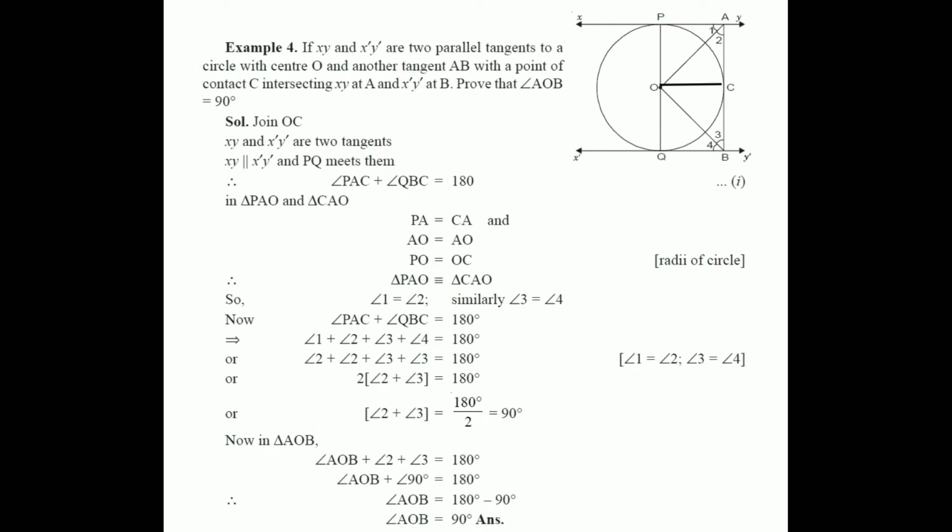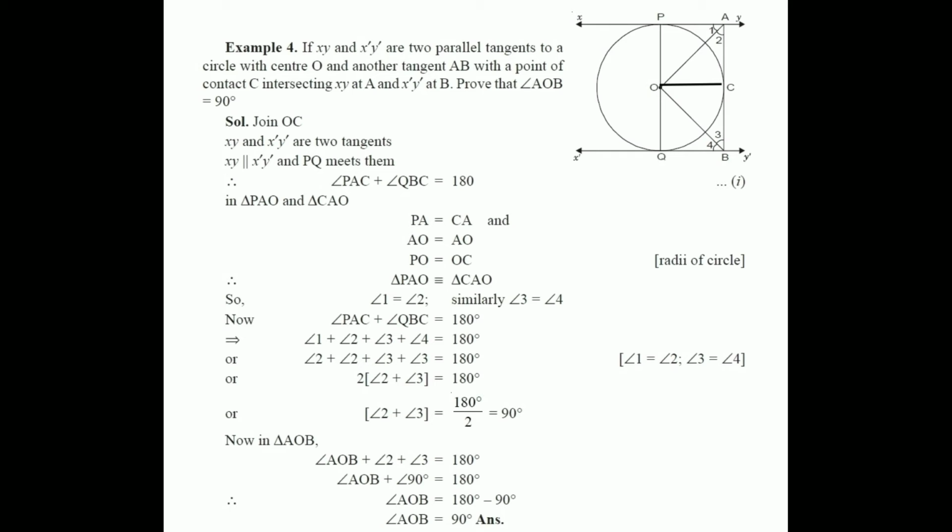So now we have from equation 1, angle PAC plus angle QBC is equal to 180 degrees, and look at the figure. PAC can be broken into angle 1 plus angle 2. Similarly, angle QBC is broken into angle 3 plus angle 4. Their total sum is equal to 180 degrees. And now we are replacing angle 1 with angle 2 because both are equal, and angle 4 as angle 3. Both are equal as proved above.